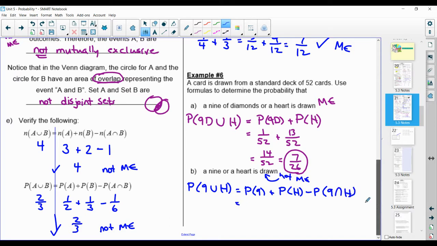So the probability of a 9 is 4 out of 52. There's 1 in each suit. Plus the probability of a heart is still 13 out of 52. And 9 of hearts, well, there's 1 9 of hearts. So minus 1 over 52 gives us 16 over 52. And that reduces to 4 over 13.